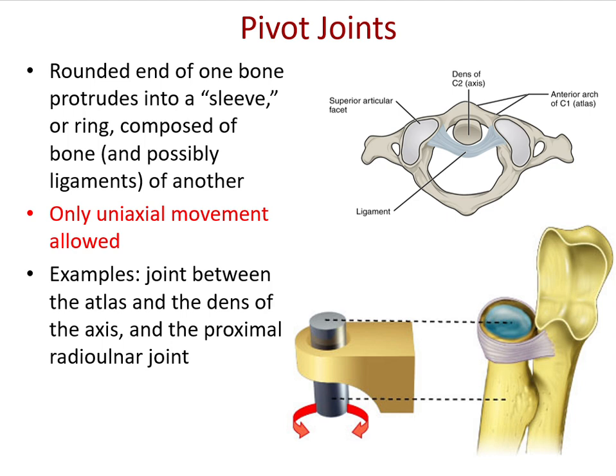Another great example is the joint between the radius and the ulna, especially the proximal joint, called the proximal radioulnar joint. You can see it on the bottom right in this image, where a ligament wraps around the head of the radius and allows for twisting, and it allows for movements like supination and pronation.